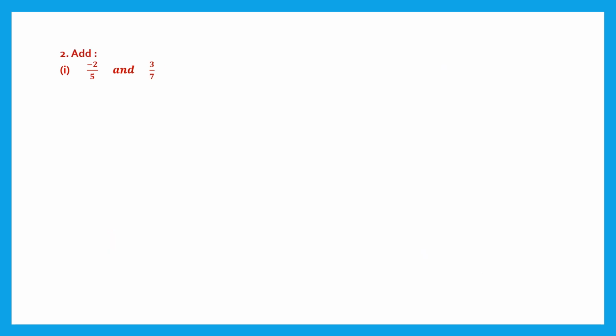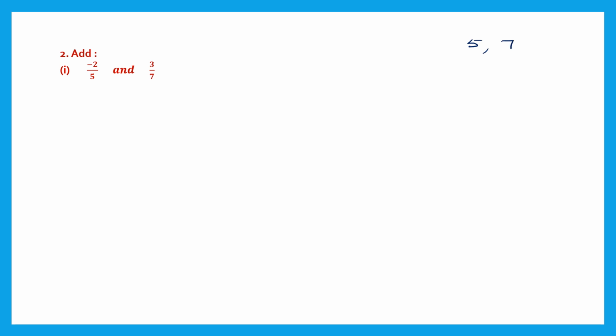Question 2, add. So here now let's have a look at the denominators. As you can see, denominators are different. When denominators are different, we have to change them to like denominators. That means denominators have to become the same. Once they become the same, we can simply add the numerators as we did in the first main question. So here, how are we going to make them alike? By finding the LCM of the denominators. So let's find the LCM of 5 and 7.